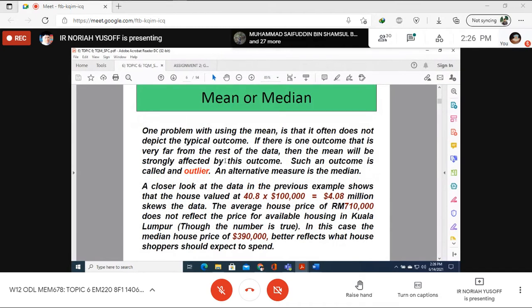So mean or median? In this case, which of the values do you think is more valid for you to adopt in your calculation? The mean value or the median value in this case? Which one do you think? Of course, in this one it has already been answered. Which one do you think?